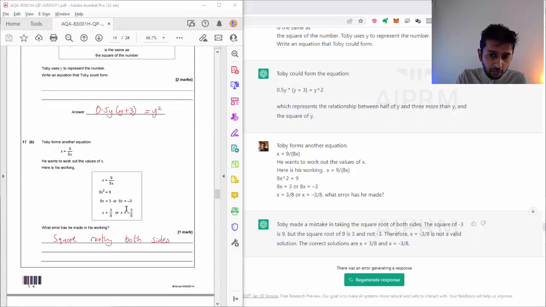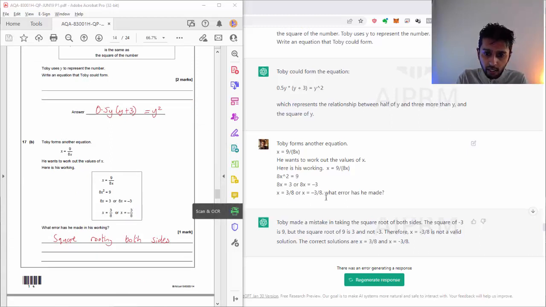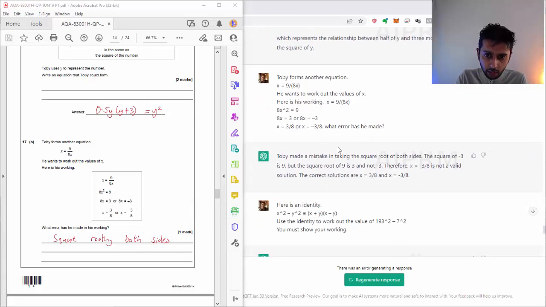And then we had this piece of information, which I just copied in, and I wanted to know what error he has made in the working out. And the error it came out with is taking the square root of both sides. So I've just copied that in. We'll see when we come to mark it if that was correct.